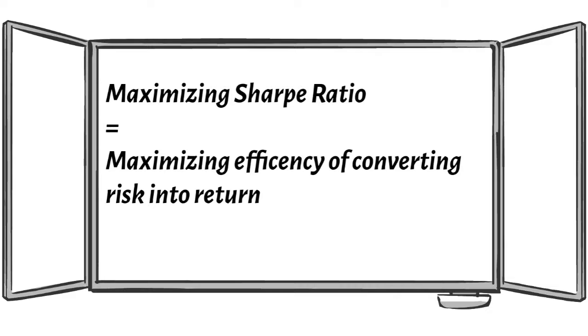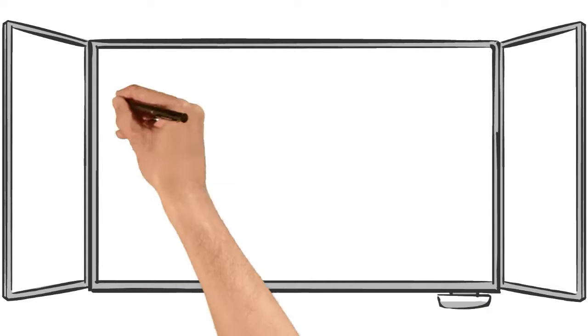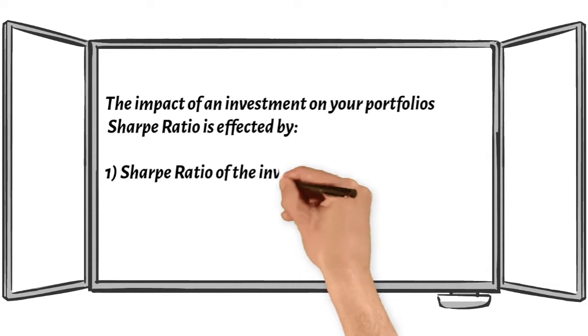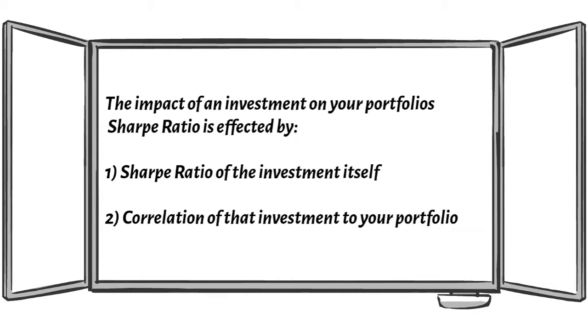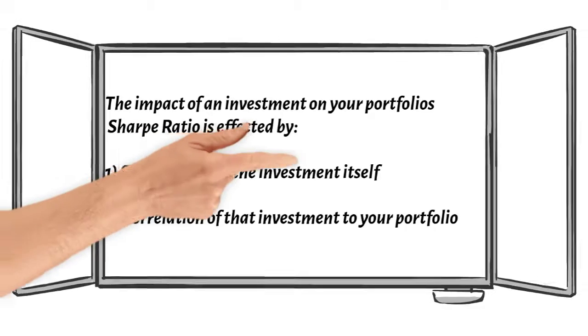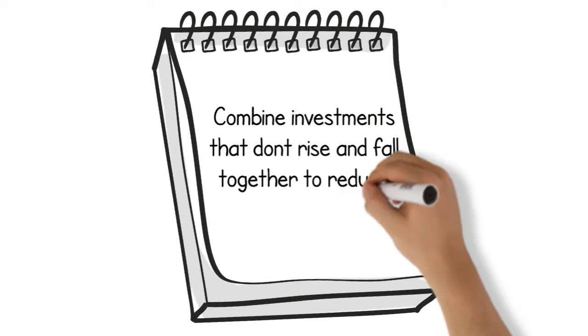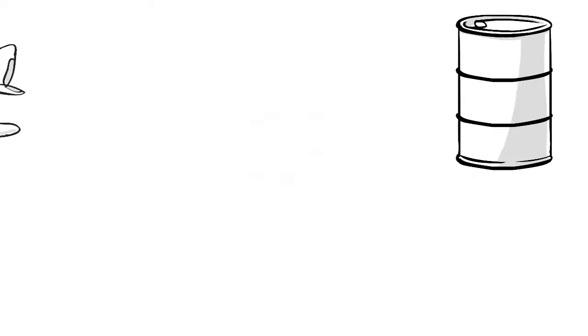By maximizing your portfolio's Sharpe ratio, you're maximizing your portfolio's efficiency at converting risk into return. And since different investments are exposed to different types of risk, the impact on your portfolio's Sharpe ratio from adding a new investment is dependent on the Sharpe ratio of the investment itself and the correlation of that investment to your portfolio. This is because some investments will rise and fall in line with one another. They'll be correlated, whereas other investments won't. Therefore, by combining investments that don't move in line with one another, the overall risk of your portfolio, its standard deviation, would be reduced.